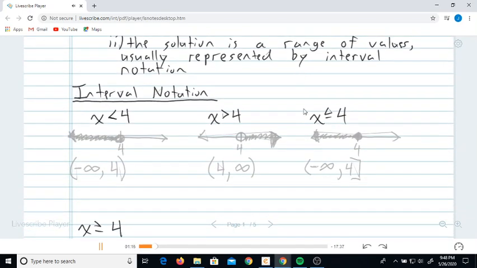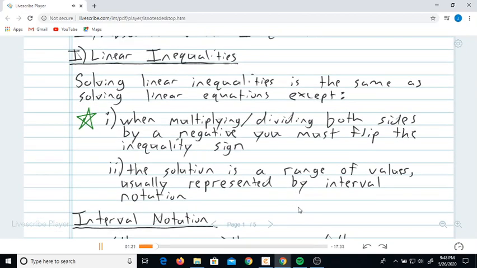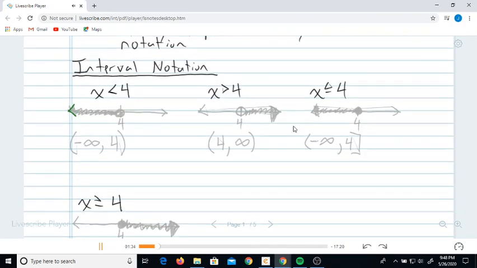You have to flip that inequality sign in order to maintain the truth value of the statement. The second big difference is that your solution set is typically going to be a range of values when you solve an inequality. To represent a range of values, we typically use interval notation, and let me go ahead and explain that right now.